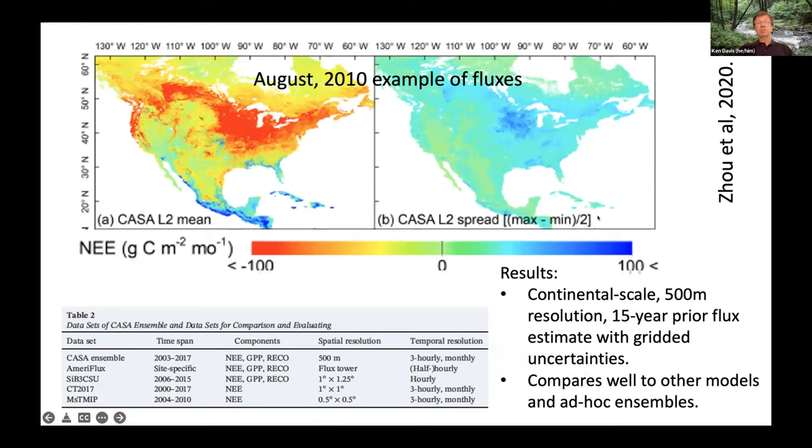This is the spread, which gives us an idea of the pixel by pixel uncertainty. This is August 2010. This is 500 meter resolution for 15 years. Compares well to other models. It's a really handy tool and interesting piece of progress for connection to the atmospheric inversion world.